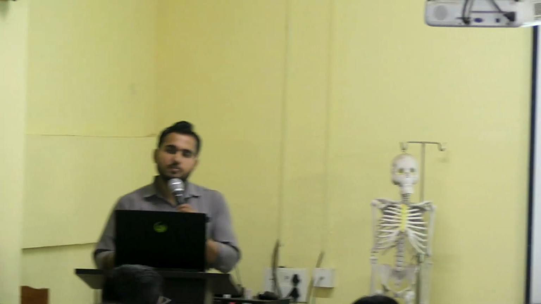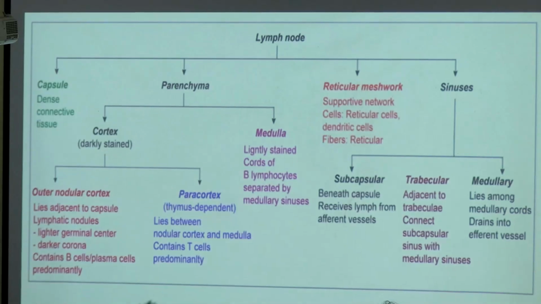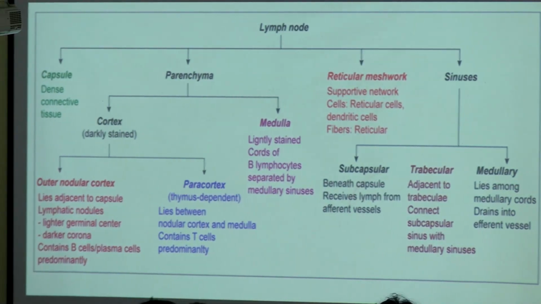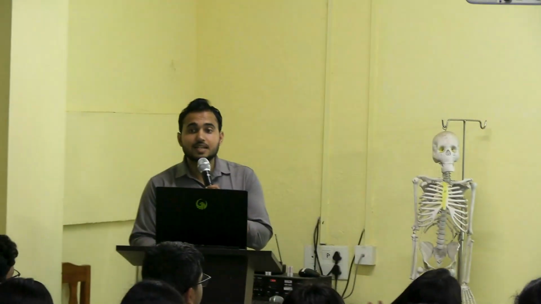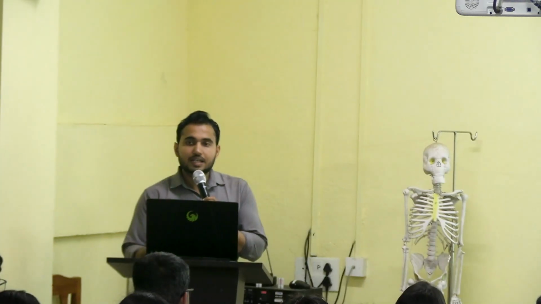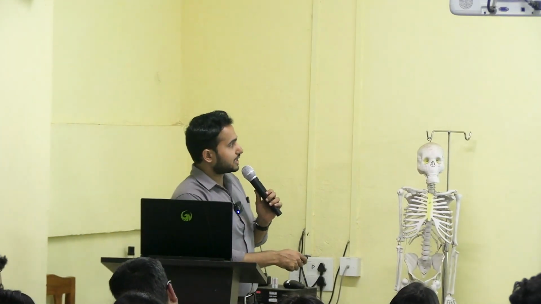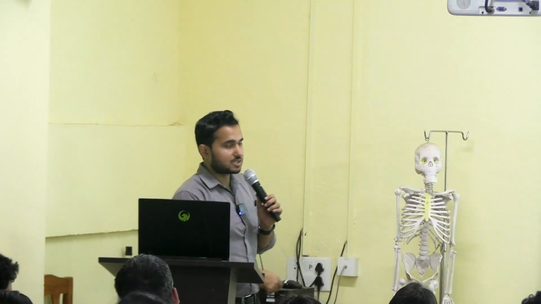So how to differentiate between cortex and medulla? Based on the staining. ठीक है, based on the staining. जो cortex है, that is darkly stained, medulla lightly stained होता है. So see, cortex is darkly stained, medulla is lightly stained.